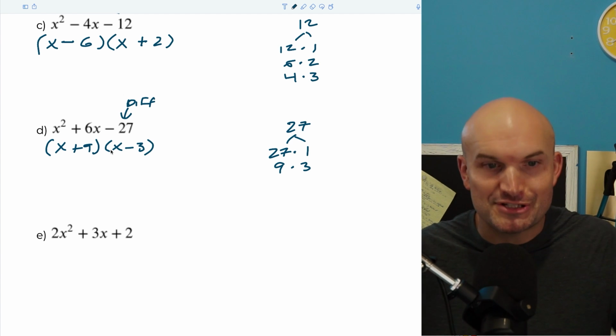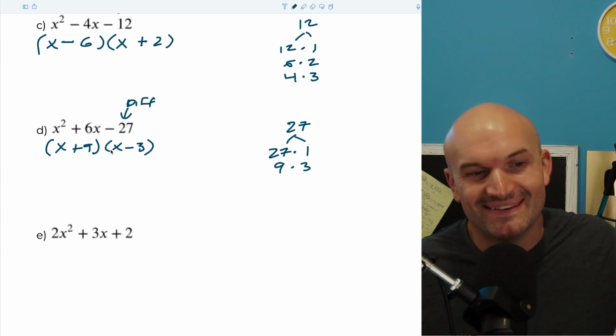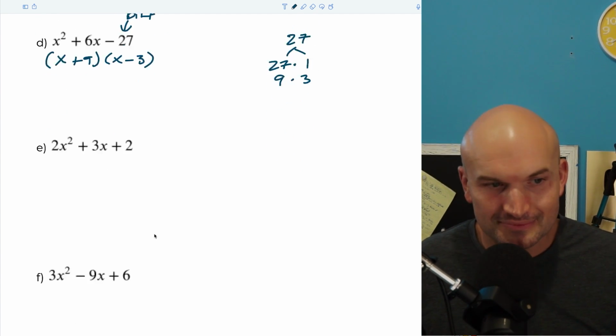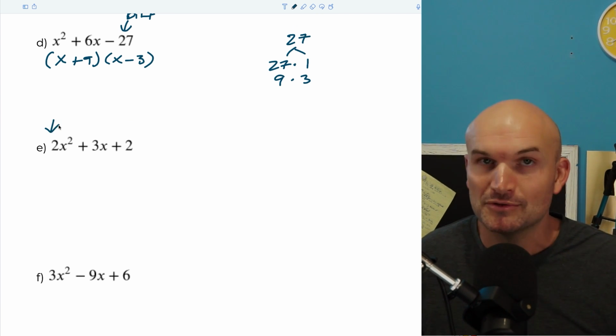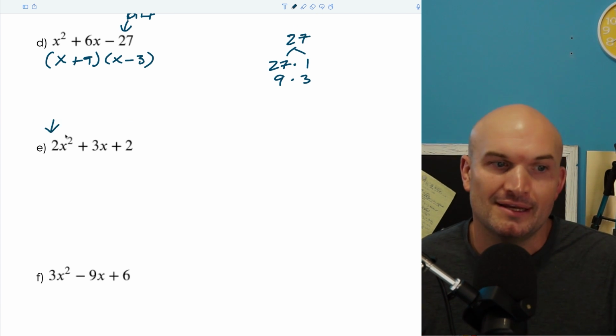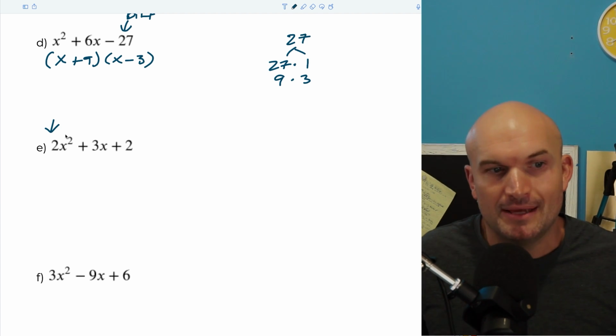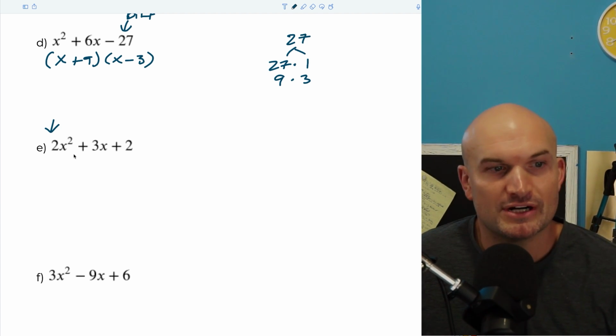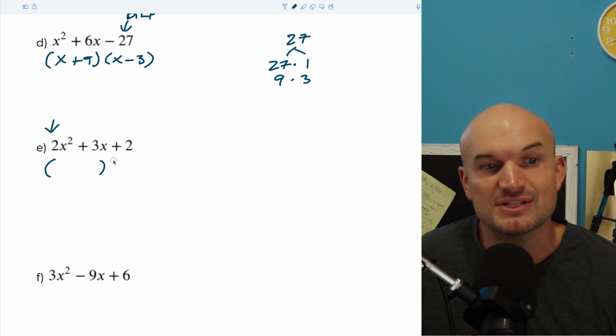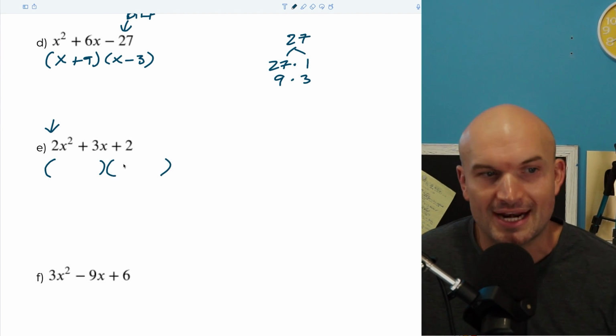Now, everything that we just taught gets completely thrown out the window when we look at a quadratic where a is not equal to 1. We have to approach this differently. But we can approach it a little bit the same way, because it's still a quadratic trinomial, and all quadratic trinomials can still be written as a product of two binomials.